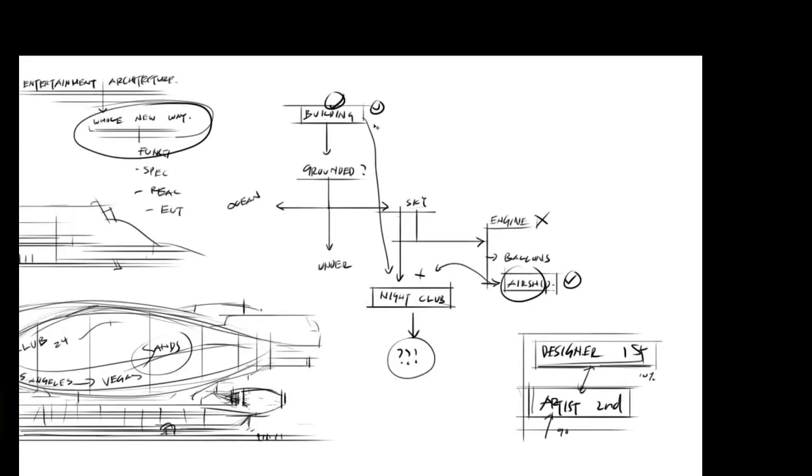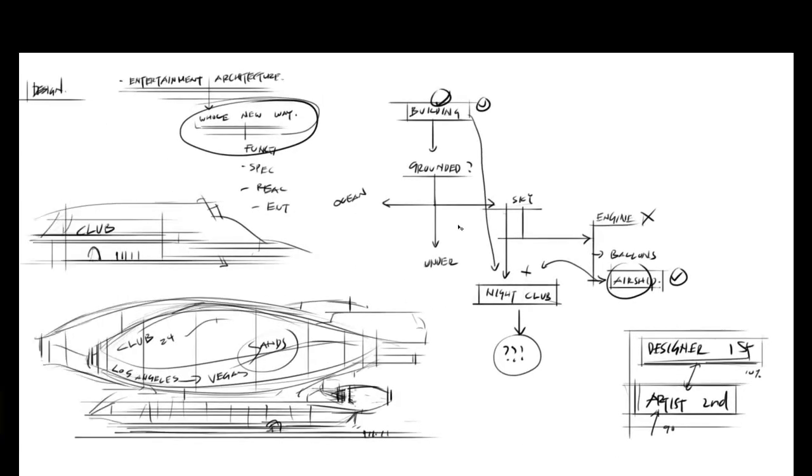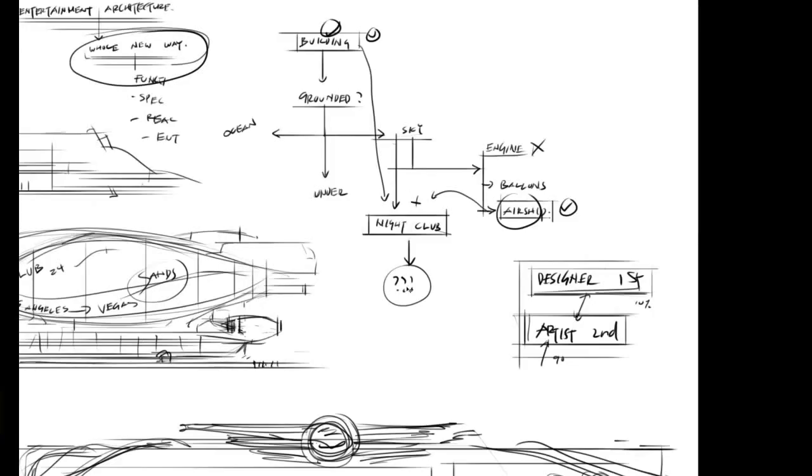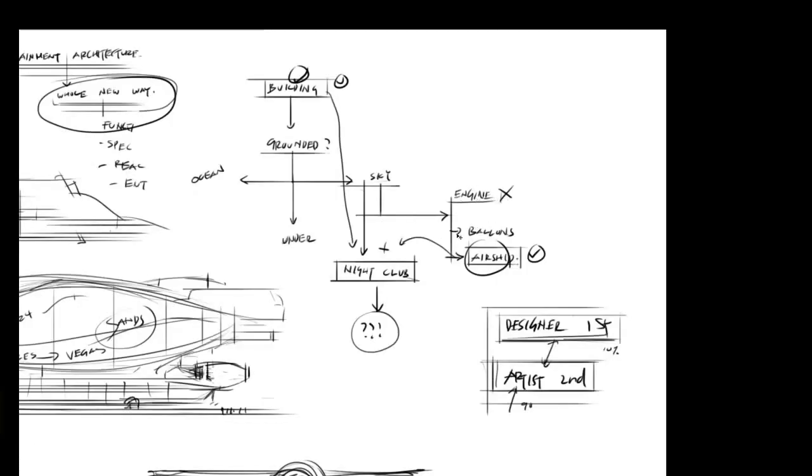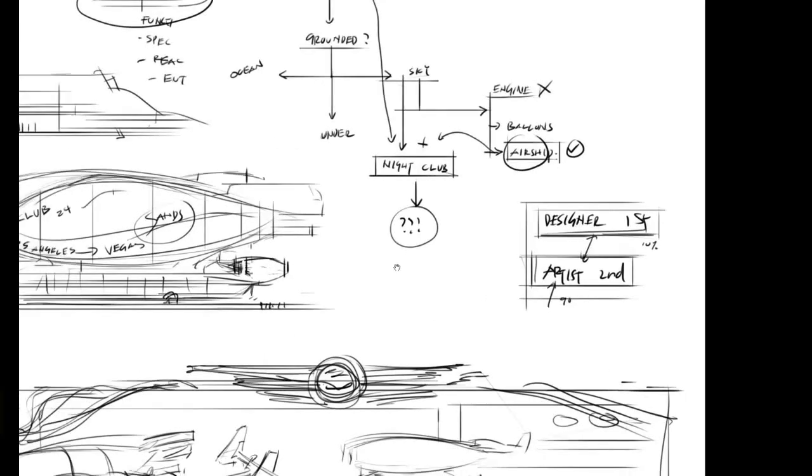And you can see all the kind of nodes you made. Is it a building? Is it grounded? Is it ocean to sky? Is it underneath the water? Is it a nightclub? What does nightclub lead to? How do you transport? Is it engines? Is it balloons? Is it airship? Check. Right? These are kind of simple nodes you do.